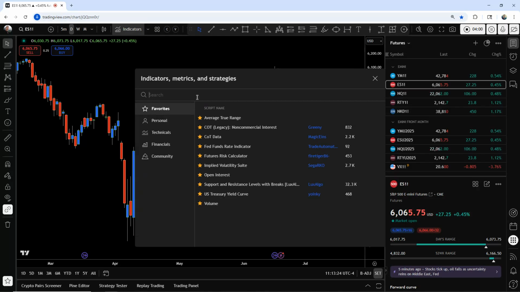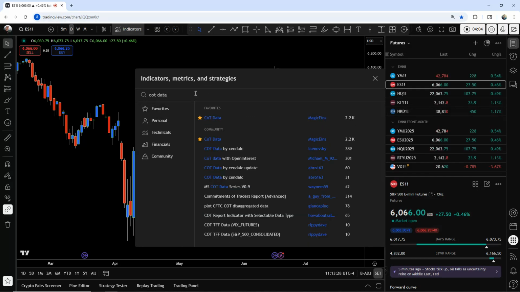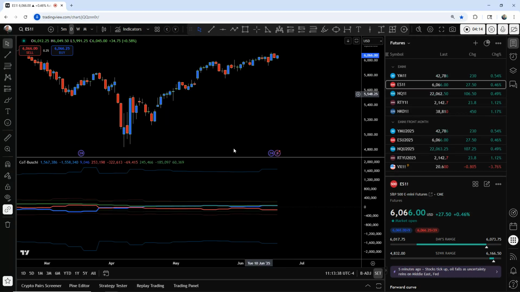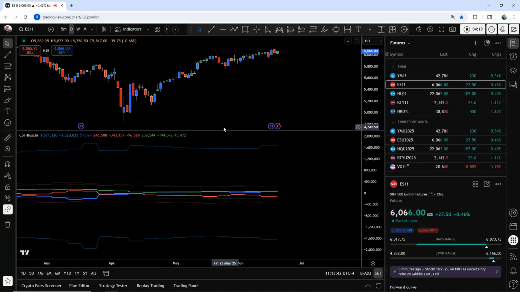So basically, you go to search and you type in COT data, and you should see this guy here, Magic Eanes. This is the one that I found, and you click that, right? Indicator's loaded. Okay. Now, you could use it like this, but I think it's kind of hard to see like this. So I did some tweaks. Let me show you what I did.